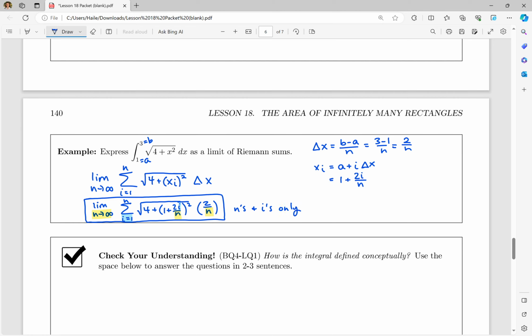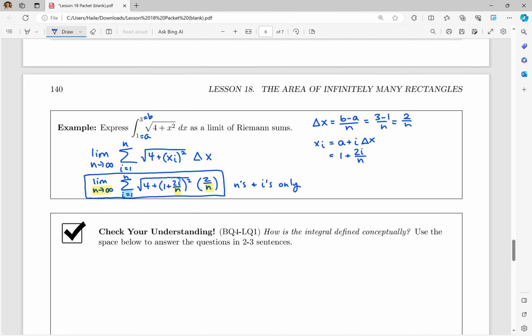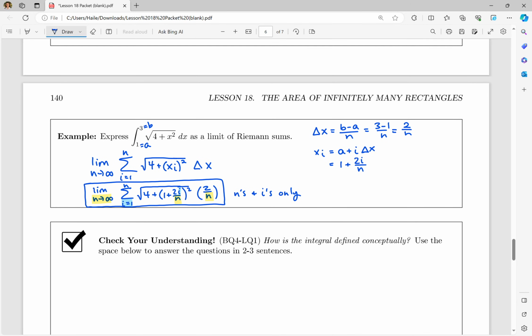Okay, so the last thing you need to do is just check your understanding. I know this is a lot to go over in one lesson, so if you have any questions, please let us know. And that is the end of lesson 18.